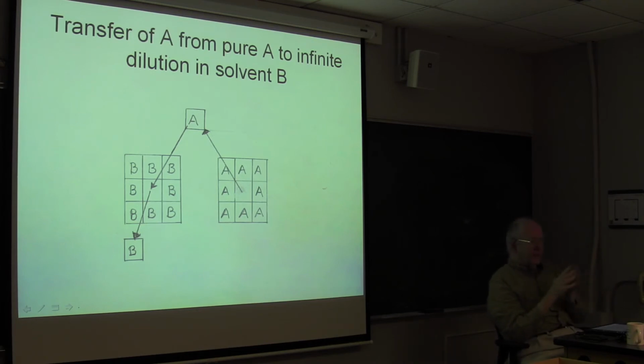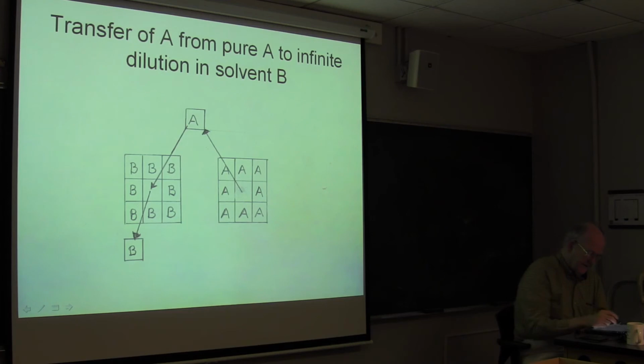the net process involved here is we start with pure liquid A. We take a molecule of A out of pure A and we transfer it into a dilute solution in B, which means that A is completely surrounded by B. So there's really 3 things we have to worry about here. We have to worry about breaking the interactions of A with A. That's this step.